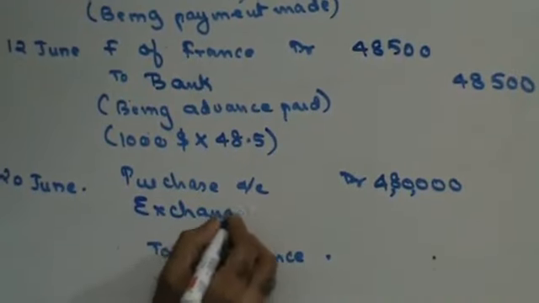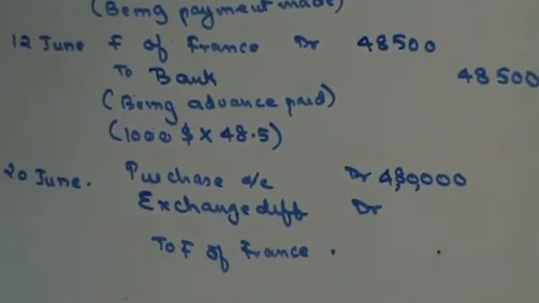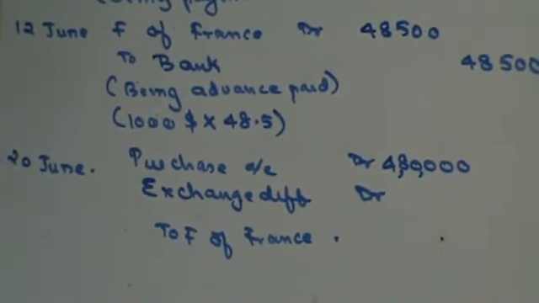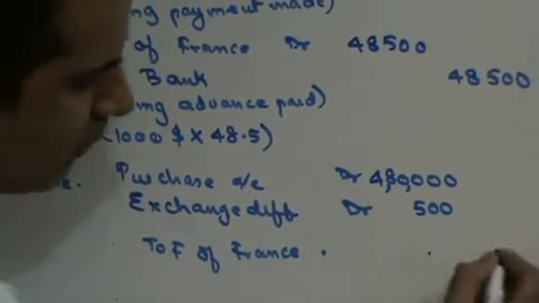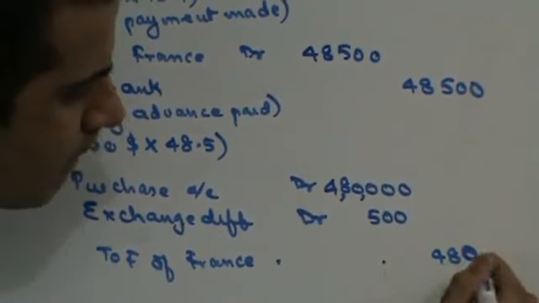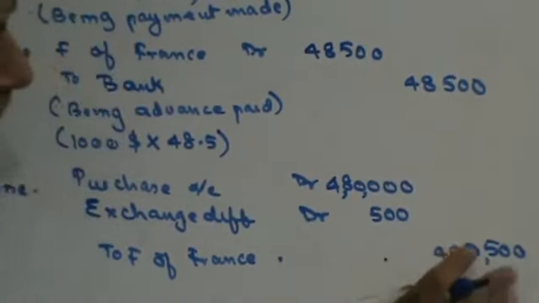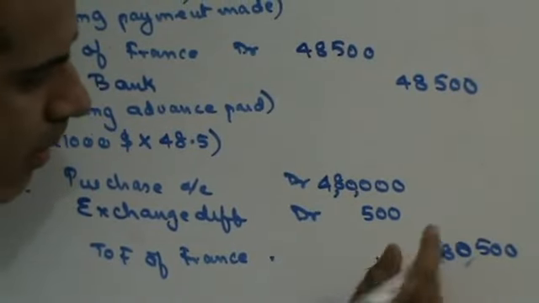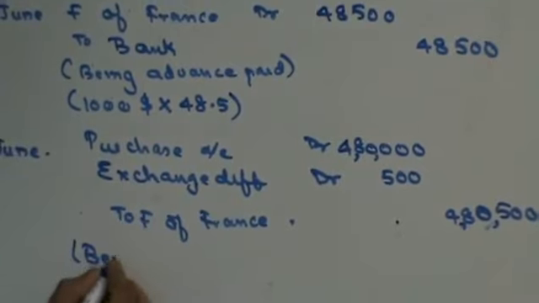Since it is a loss, I am writing this on the debit side. So this is going to be exchange difference account debit, 50 paisa per dollar on $1,000, because I have given an advance of only $1,000, so 500 rupees. So F of France will be 4,80,500, being goods imported.